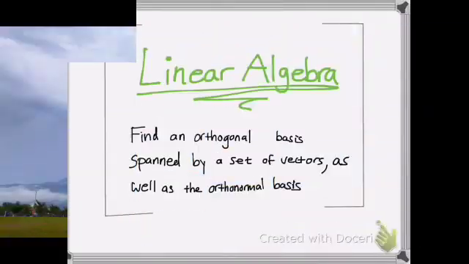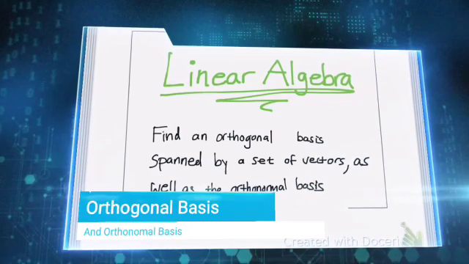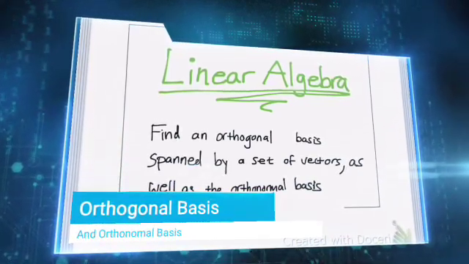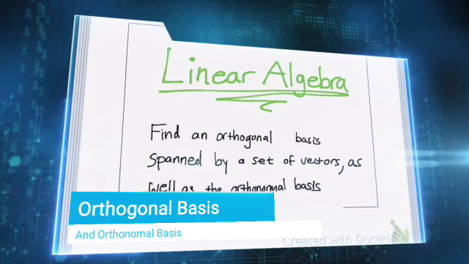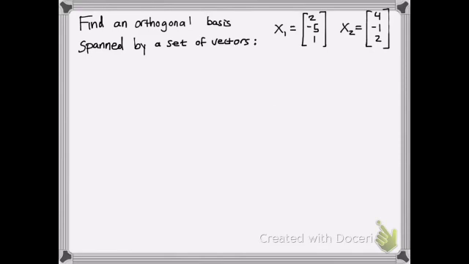Today we're doing some linear algebra. Specifically, we're going to be finding an orthogonal basis spanned by a set of vectors. And at the end, we're going to take a look at how to find the orthonormal basis. This is going to be an example video, not too much on concept. So here's a typical problem you might come across. You want to find the orthogonal basis, and we have two vectors here spanned by that set of vectors.